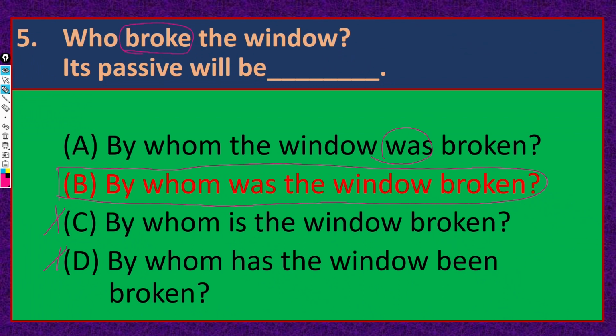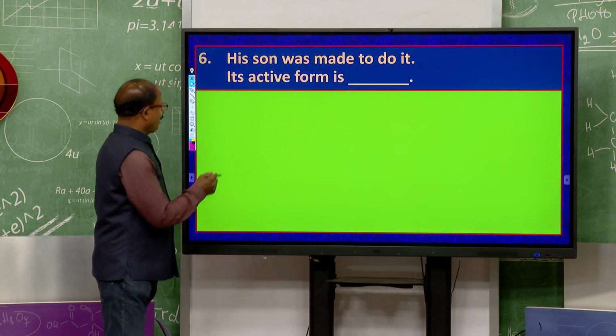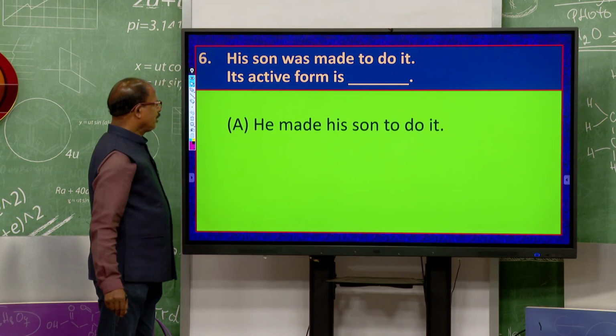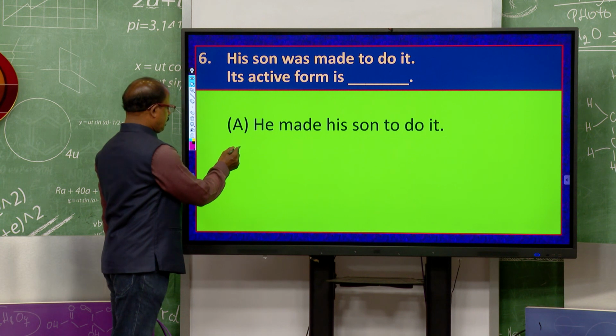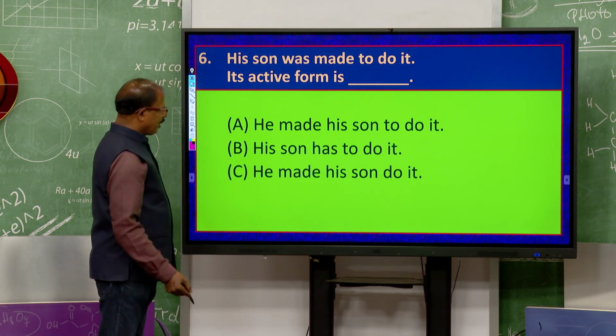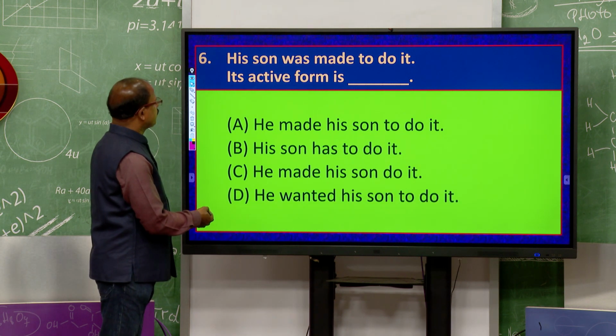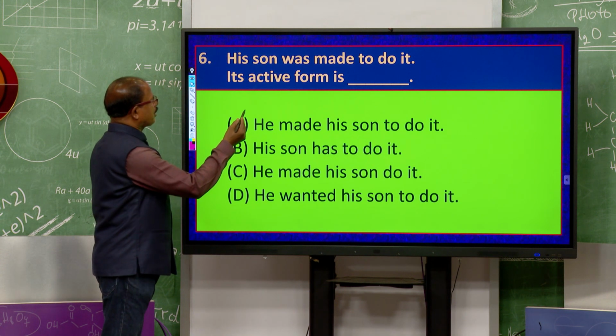So, let us go to the next question, question 6. His son was made to do it. Most of the time you can find this type of questions in your exam, right. His son was made to do it. Let us see the options. Option A, he made his son to do it. Option B, his son has to do it. Option C, he made his son do it. Option D, he wanted his son to do it. So, his son was made to do it.